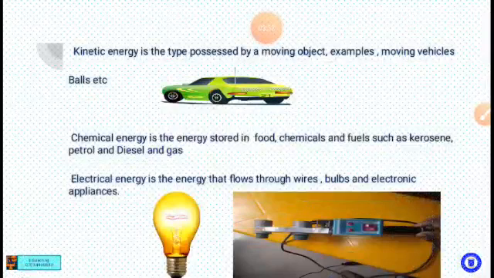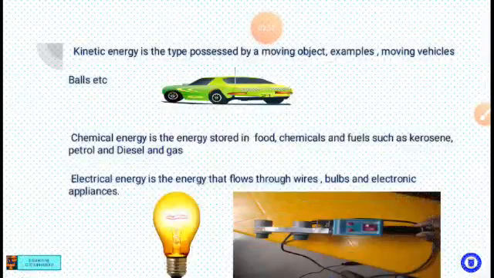And next we have chemical energy. Say it after me. Chemical energy. This is the energy stored in food, chemicals, and fuel such as kerosene, petrol, diesel, and gas.